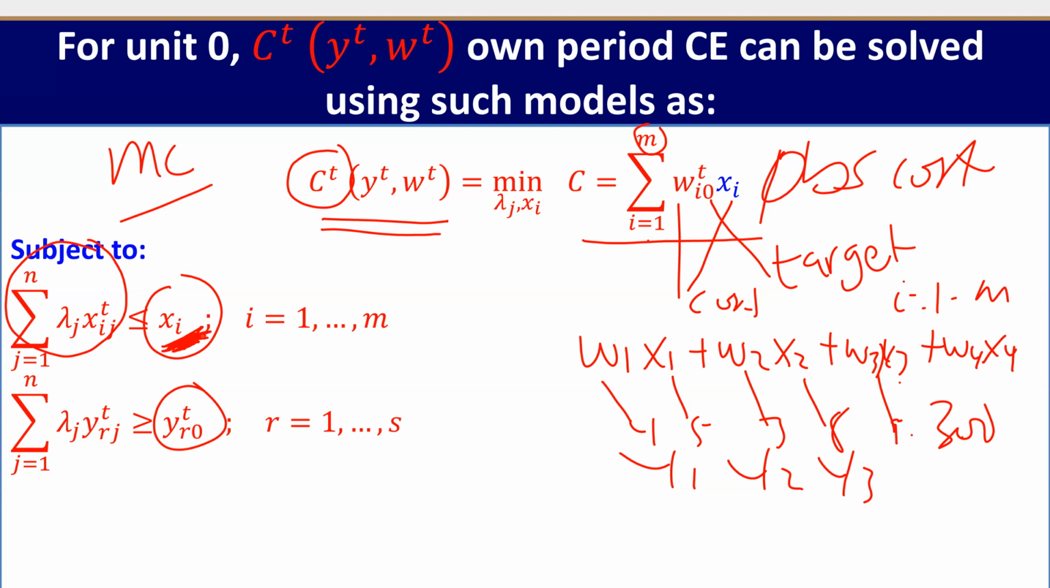I want to repeat that. The input has already been minimized. Remember the previous formulation, we have already minimized the input. Now that you've minimized the input, you add that input to the W. So now you have a cost, and then you are minimizing the cost.